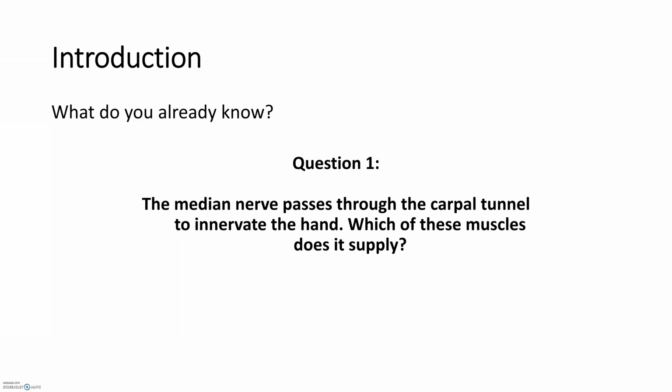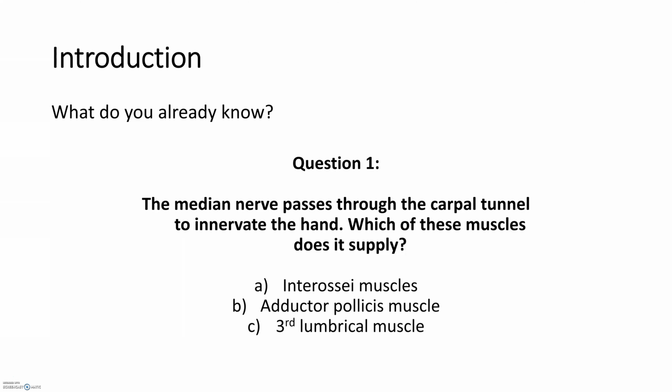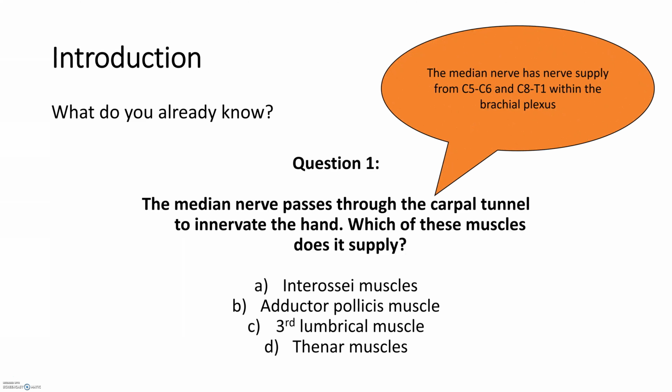So the first question: the median nerve passes through the carpal tunnel to innervate the hand. Which of these muscles does it supply? So you have four options here, and there's a little hint in the corner for you if you need some help. I'll give you a few seconds to think of an answer.